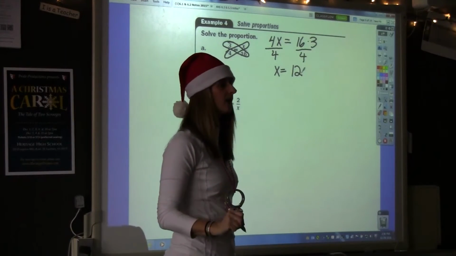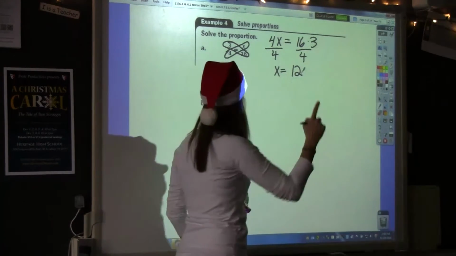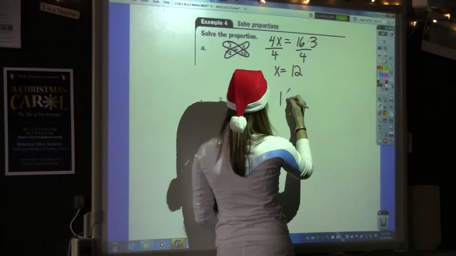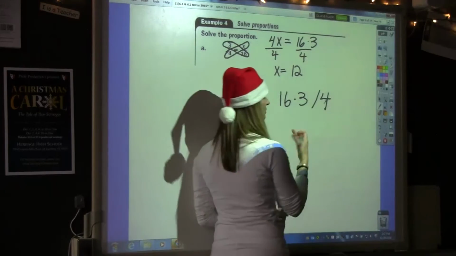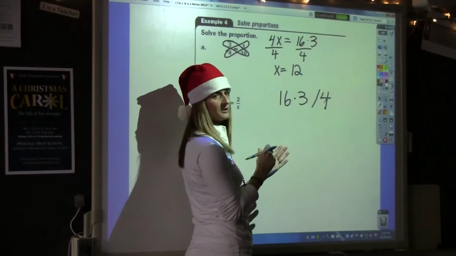Okay, now, I just want to teach you something. When you type these numbers into the calculator the way they are here, the calculator knows that you mean 16 times 3 divided by 4, so you multiply 16 by 3 first and then divide by 4.